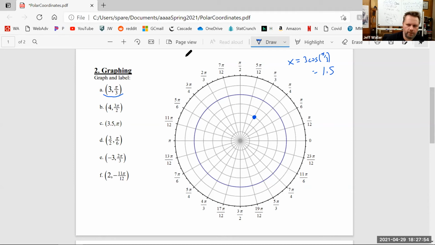All right, so where are you guys at? So you're going to face 3 pi over 2, and then I've just got to walk positive 4. So towards 3 pi over 2, we're going to go 1, 2, 3, 4, so I'm right there.